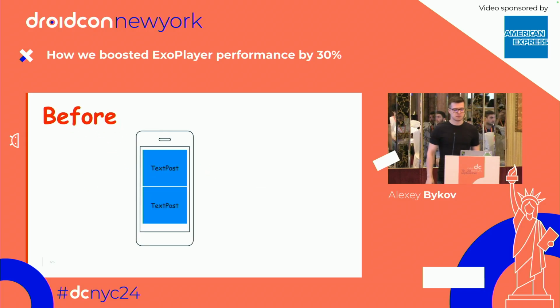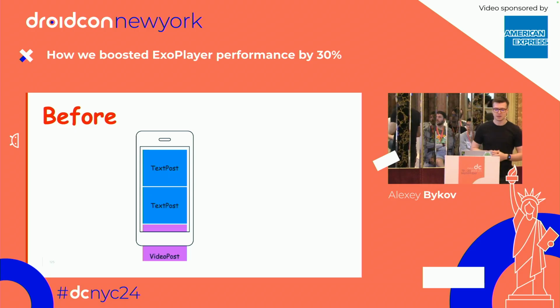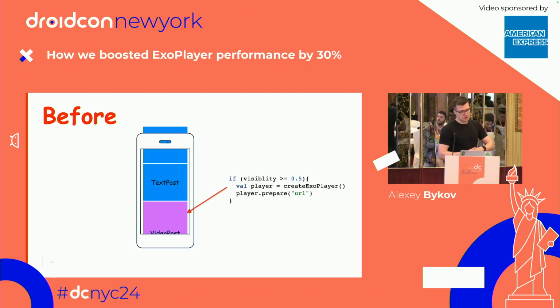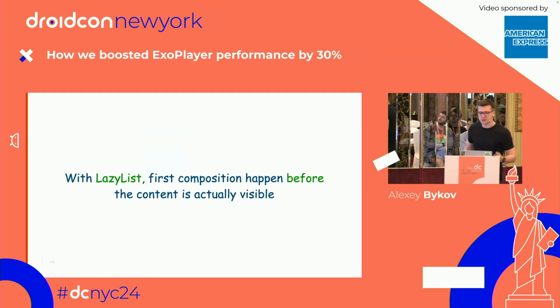Let's assume that we have a situation where we have a lot of text posts and video posts that are displayed just a little bit. When we scroll to that state with visibility of more than 50%, we used to create ExoPlayer and call prepare, which is not really efficient. In a lazy list, the first composition can happen before the content is displayed, so it could be even beyond the viewport.